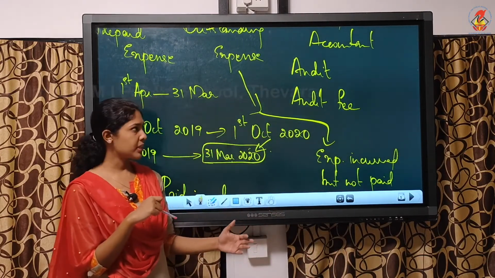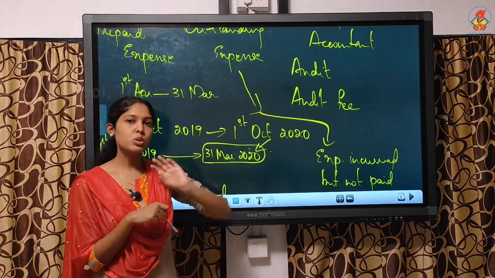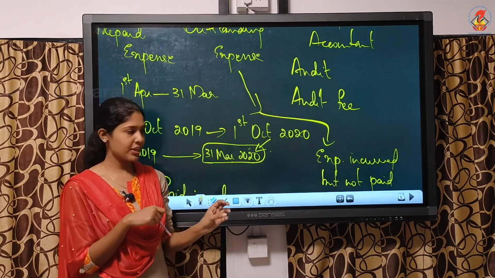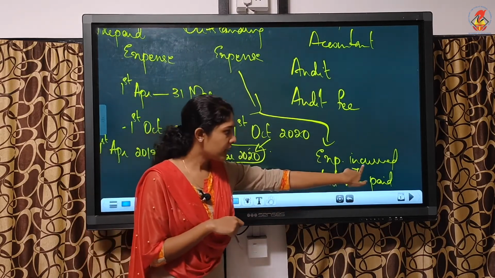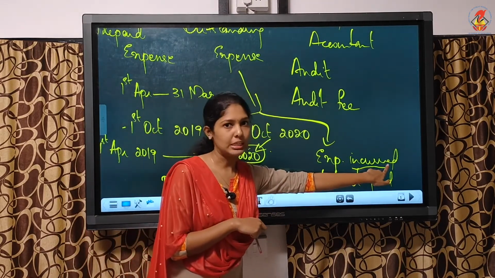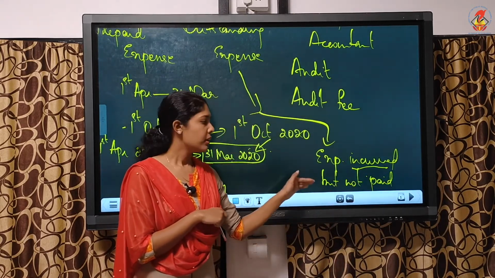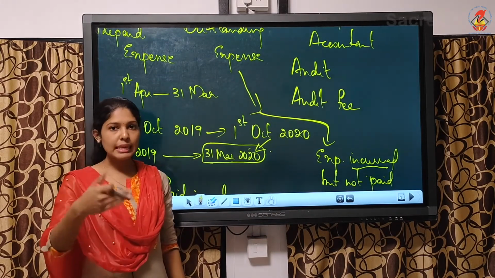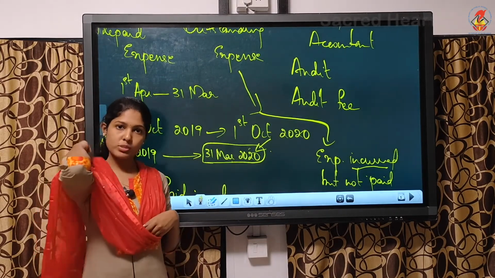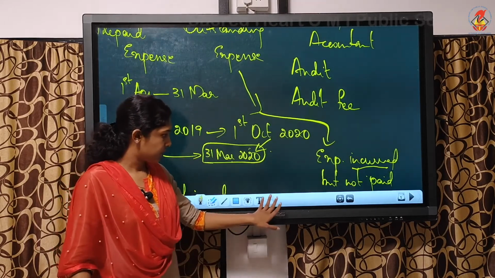Incurred but not paid means, see, he completed his work. That means we are supposed to pay him his fee, the audit fee, but we didn't pay. That is called incurred. He completed his work, which means you have a liability to pay. That's called incurred, but we are not paying right now. So that is called outstanding expense. Expense incurred but not paid is called outstanding. Example, you can write this auditor's case.